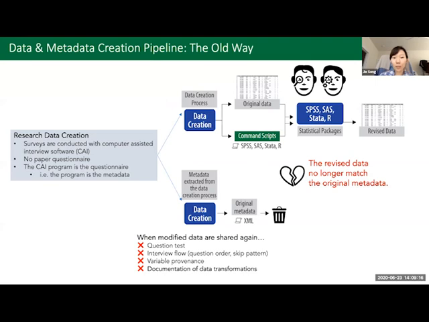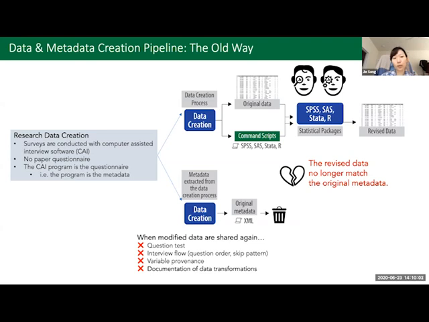So we'll have an example here of how research data are created and consumed in the old way. One of the most popular ways of creating research data is through surveys, especially in social science. The surveys can be conducted using computer-aided interview software, also known as CAI. This software can be telephone-based, personal-based, or web-based, so there are no paper questionnaires. People just fill out forms or web forms. The thing to note is that the CAI program itself, which is the questionnaire, is the metadata.